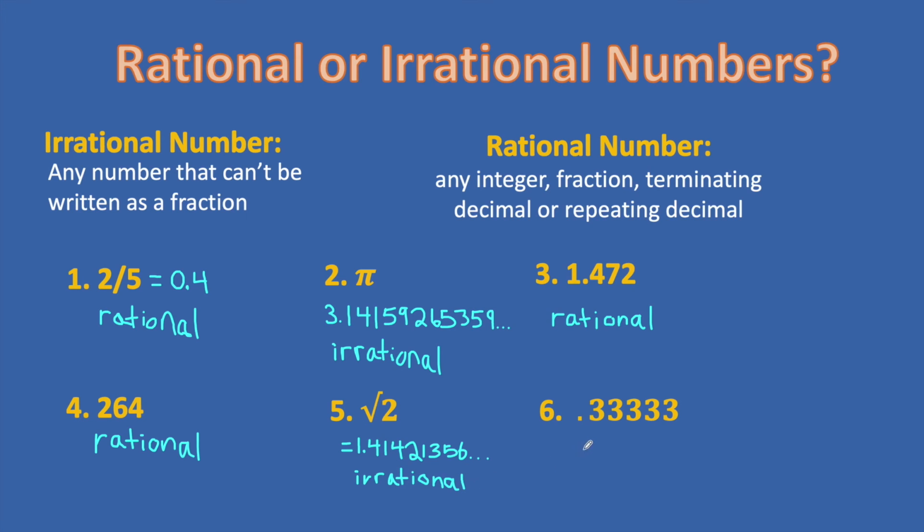And our very last one, we have 0.33333. And again, from the previous video, if you watched it, this is the same as 0.3 with a repeating bar line on top. So these two are representing the same number. Now let's see. Well, this number is in fact a repeating decimal. So that means this number is rational.